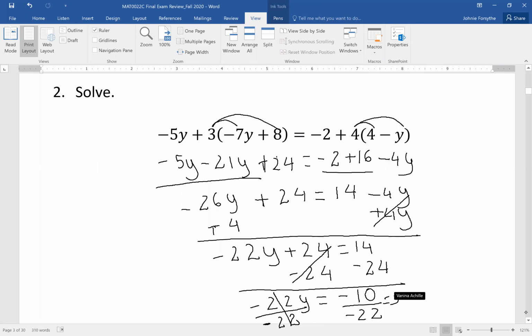So now I have that y equals 10 over 22, which can be simplified by dividing each side by 2. Is everything good, Johnny? Looks good to me. So 5 over 11. That's your final answer.